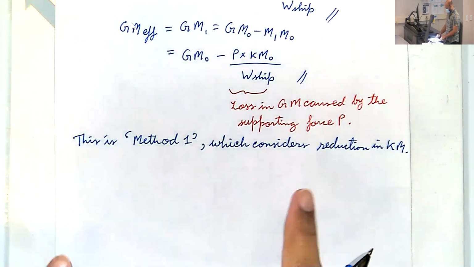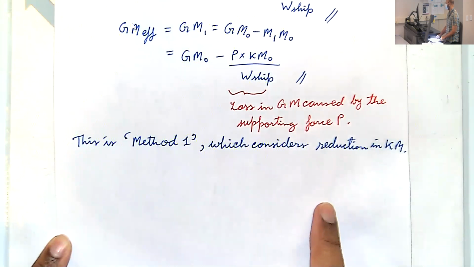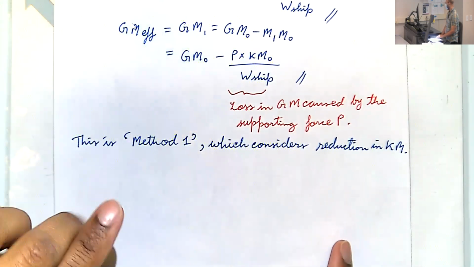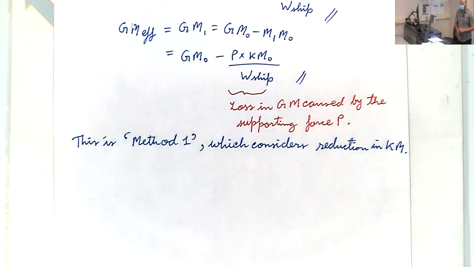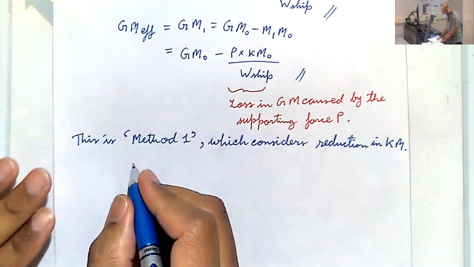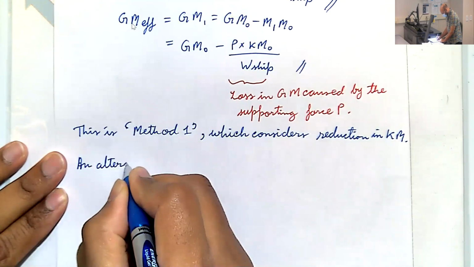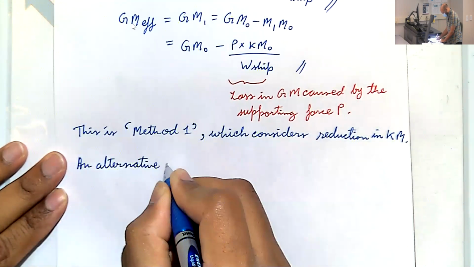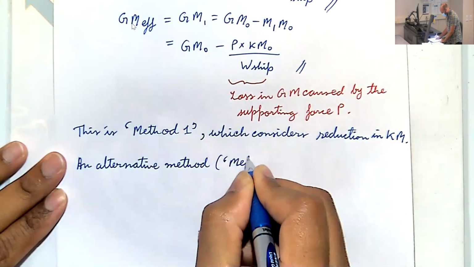Okay. Here we have considered the reduction in KM, so M moves down. There's another way to look at this, which is the G moves up. The center of gravity moves up, which we know always is bad for stability. We want our center of gravity to be low for us to be more stable. So an alternative method is called method 2.